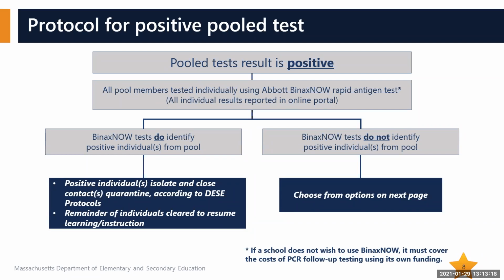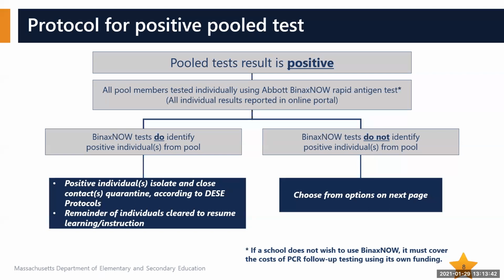And that's one of the many reasons why we feel strongly about that. But okay, so you do your Binax tests on everybody that was in the positive pool. If you find one or more people who were positive on those individual tests, then great, we did our job. So those people and their close contacts, you follow DESI protocols, they isolate and or quarantine as the case may be, but everybody else can continue doing what they were doing before.